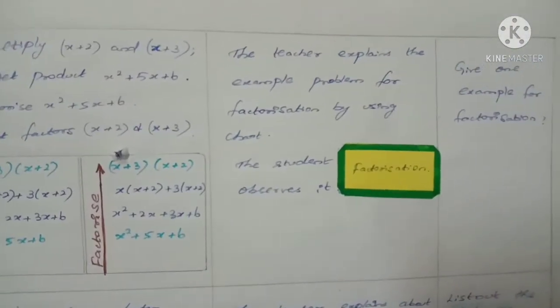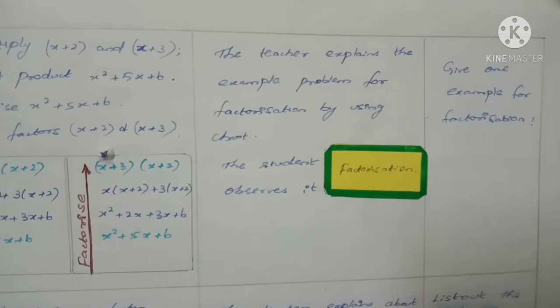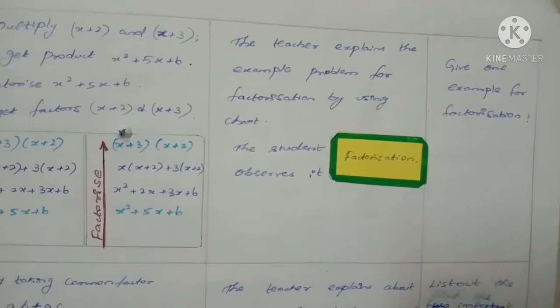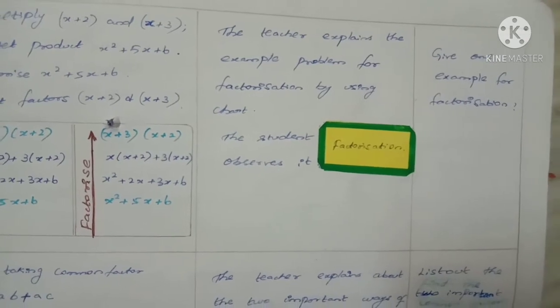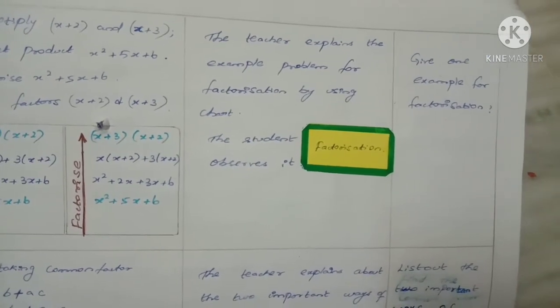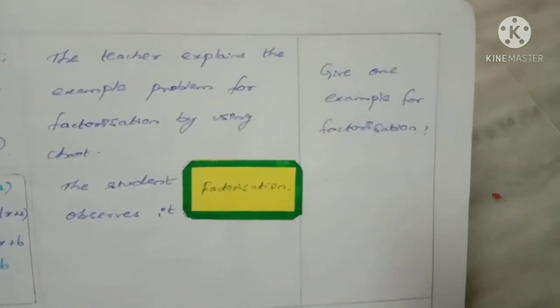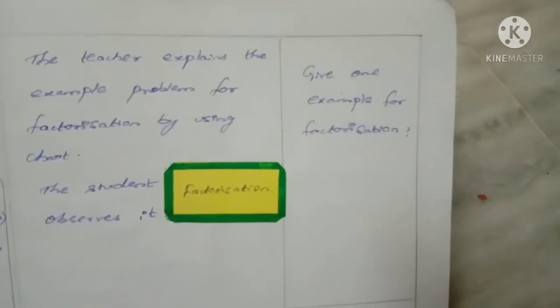In the next box, the teacher explains the example problem for factorization by using a chart. The student observes it. Then we have to paste the chart and write it inside factorization. In the last box, give one example for factorization.